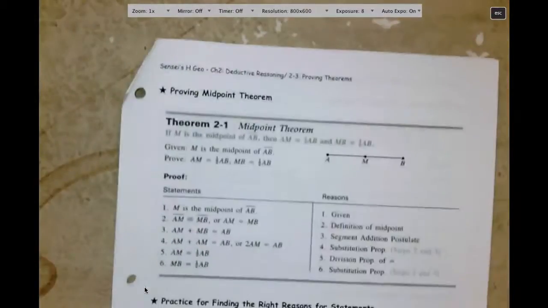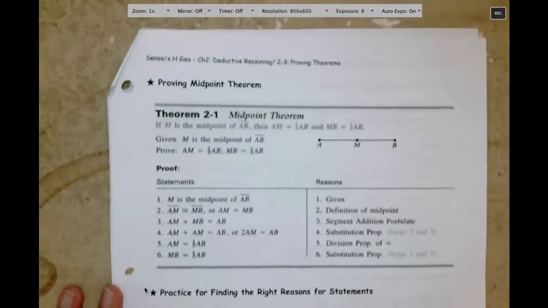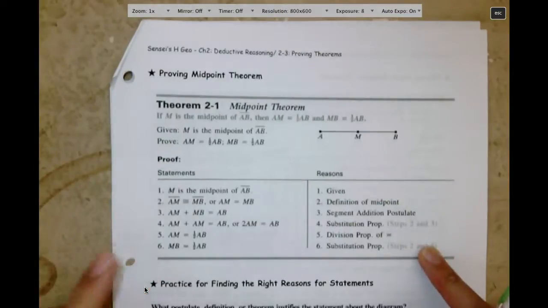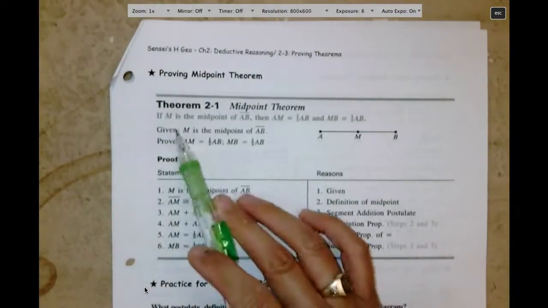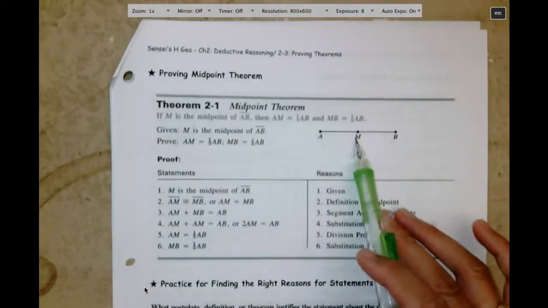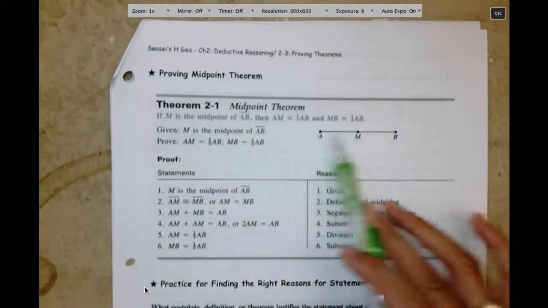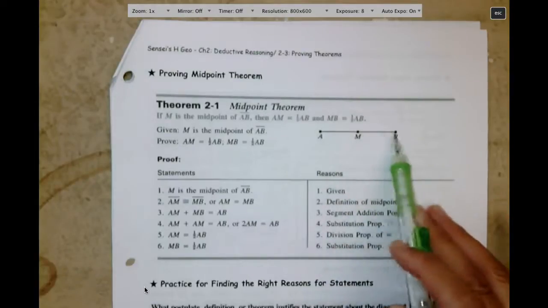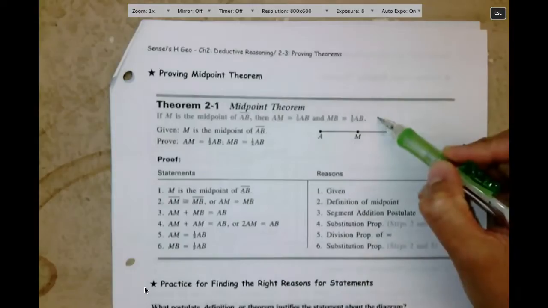Okay, let's look at the angle bisector. Oh, this is the midpoint theorem. Okay, so this one, the proof is all written out for you as an example. So let's go over this. If M is the midpoint of segment AB, then AM is 1/2 of AB and MB is 1/2 of AB. So that's the midpoint theorem.